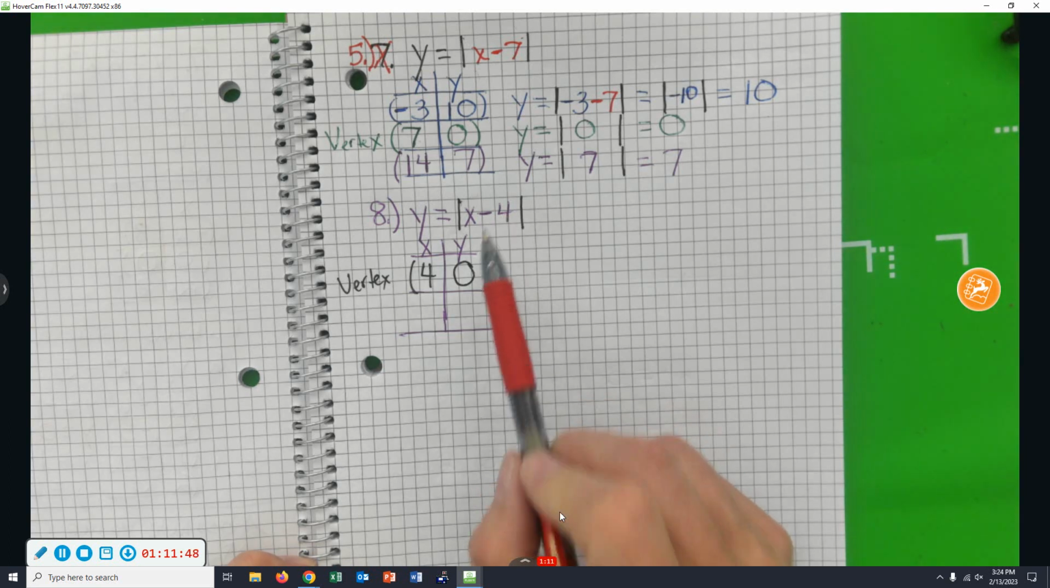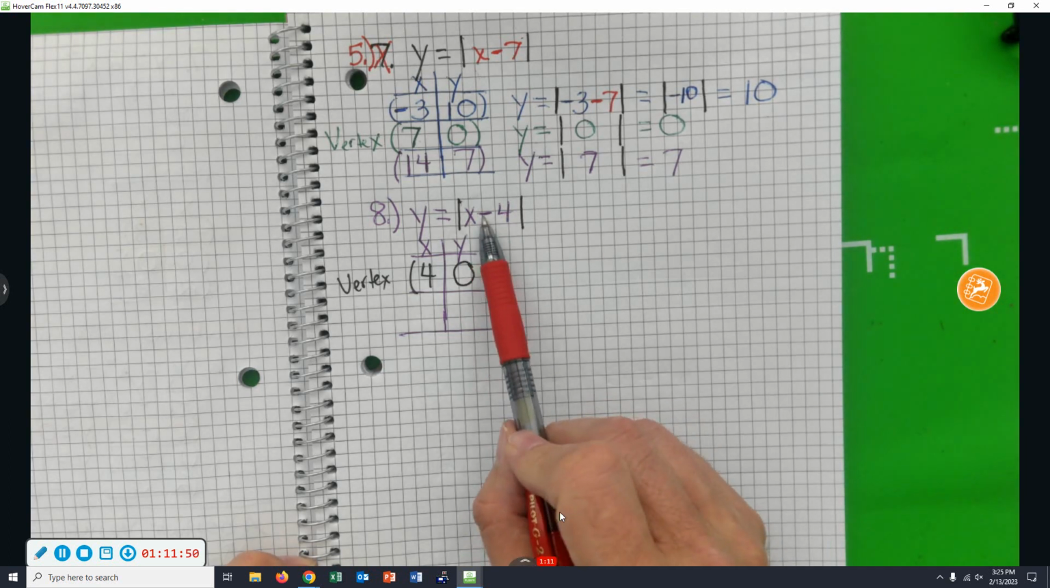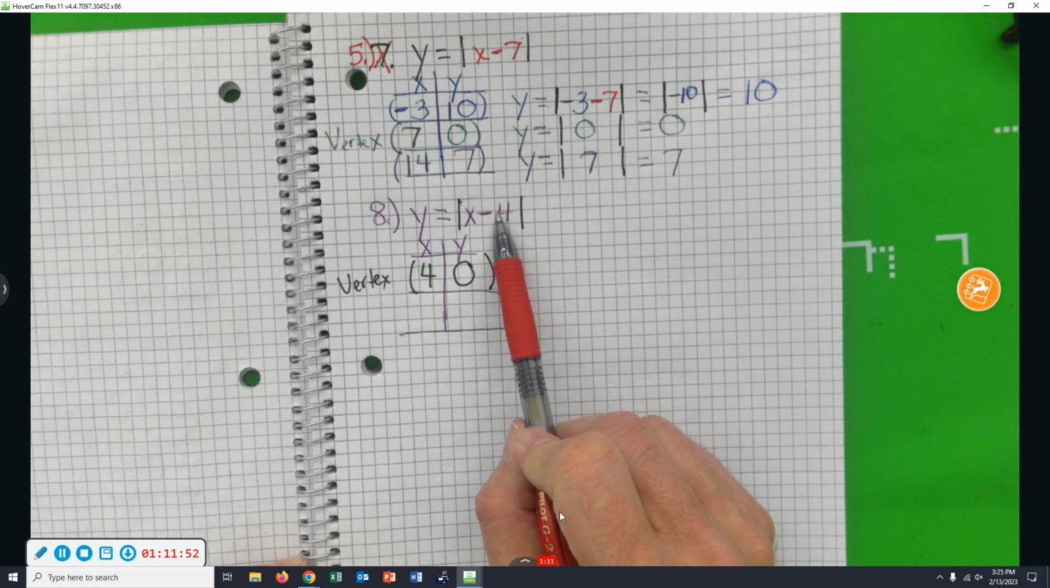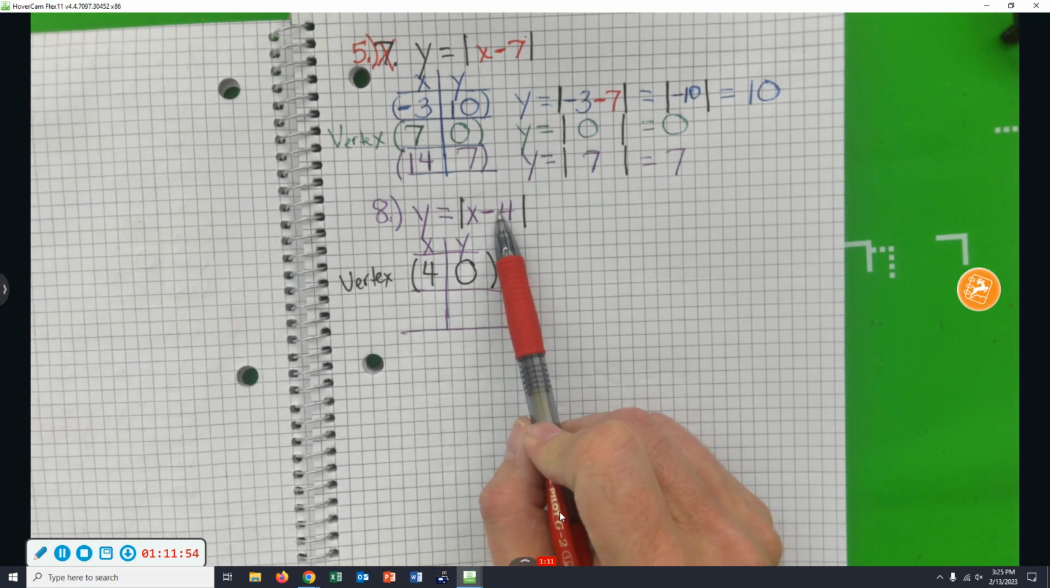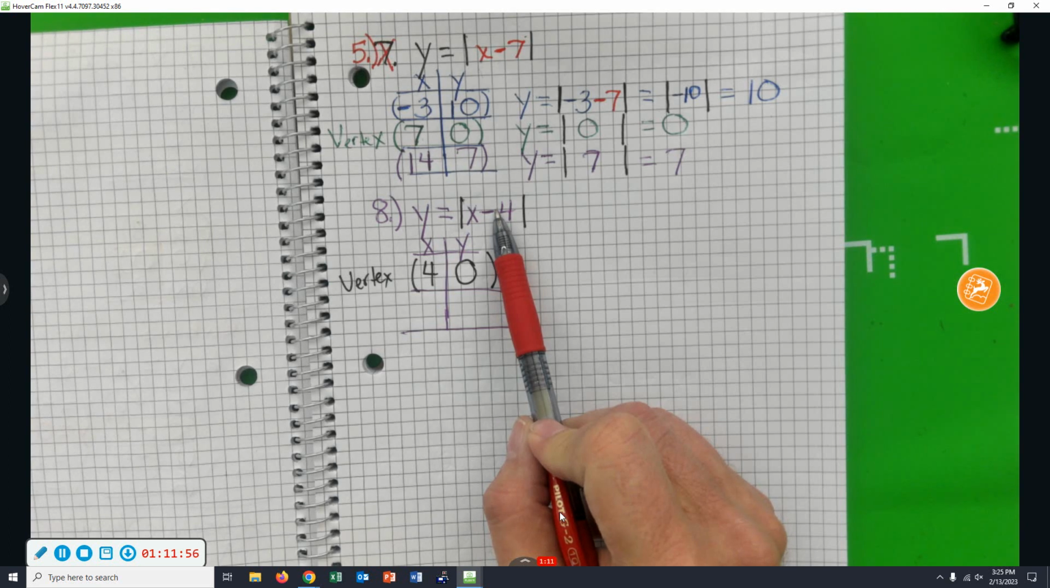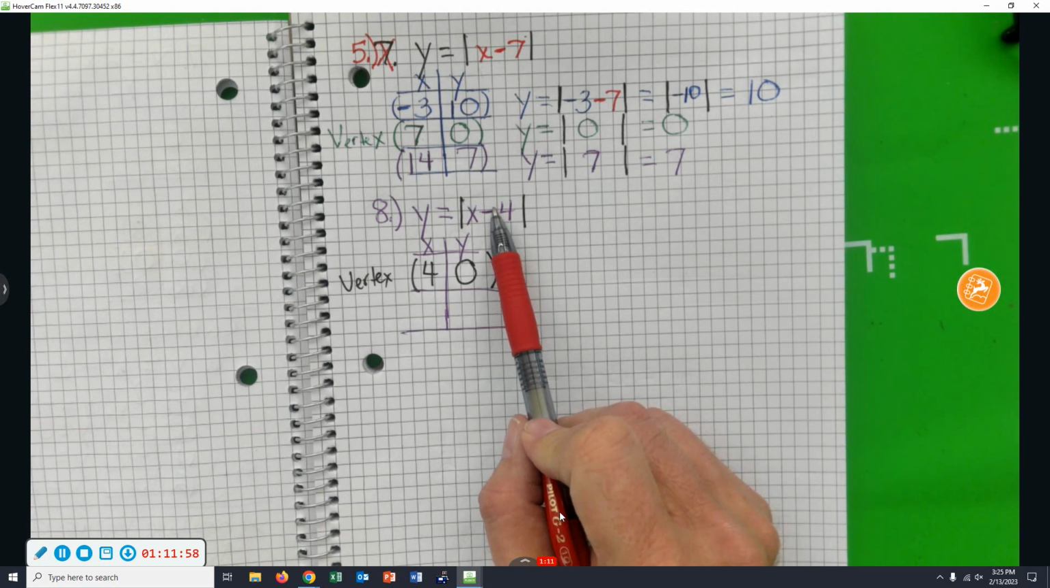And then y would just automatically be 0? Uh-huh. 4 minus 4 is 0. And as you said earlier, the absolute value of 0 is just 0. Okay?